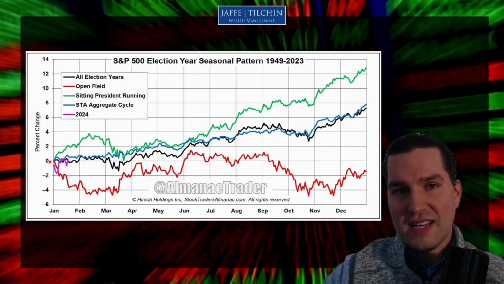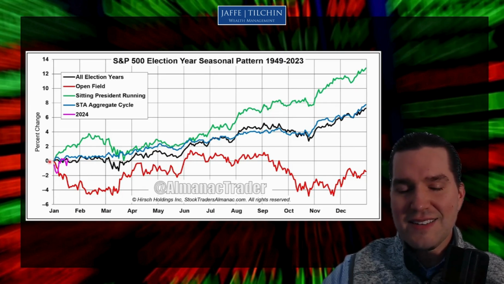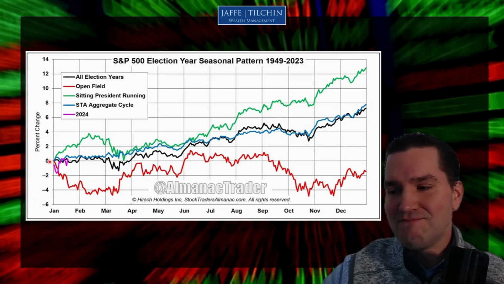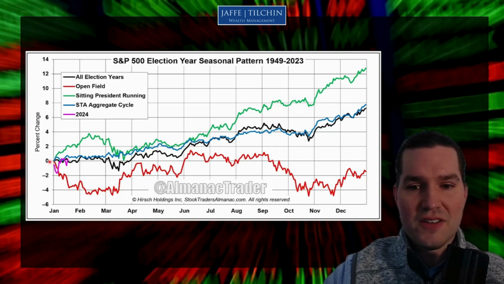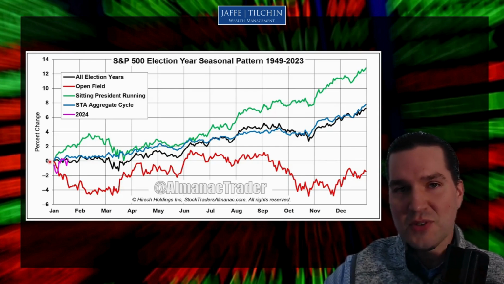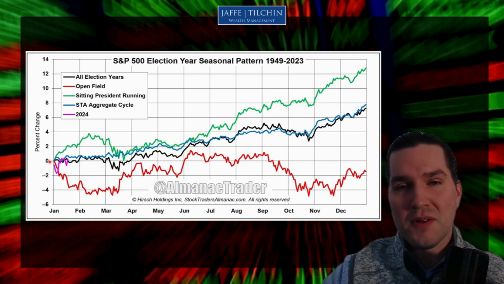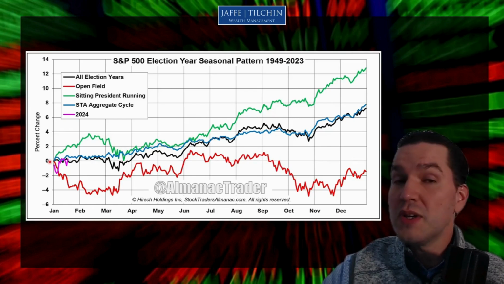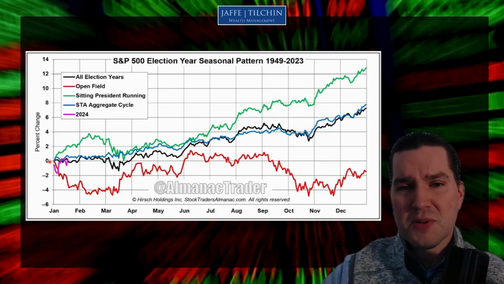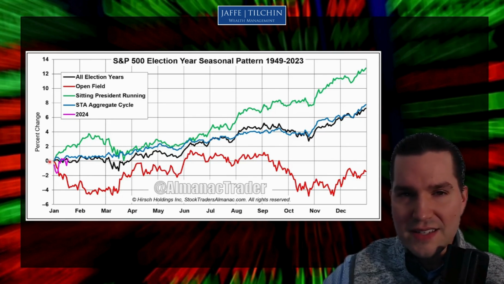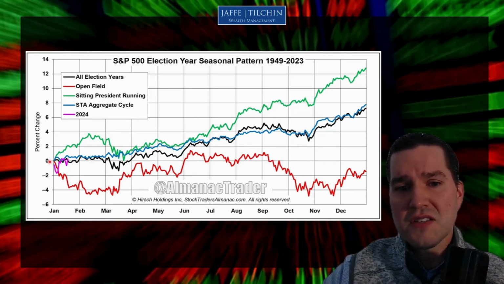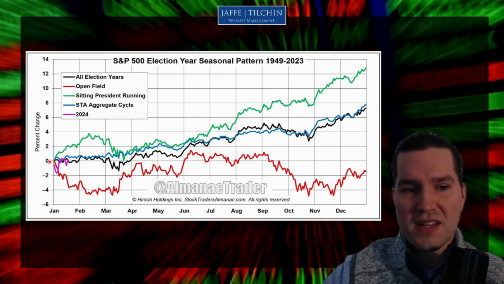One note about seasonality. Seasonality is not like the total predicted truth. It's not gospel truth. This isn't exactly what's going to happen. Seasonality can be a little weak at times, and particularly for something like this with election years, we don't have a whole lot of data points to go on. So if something wildly different were to happen, I wouldn't be surprised, but this is the pattern for election years.